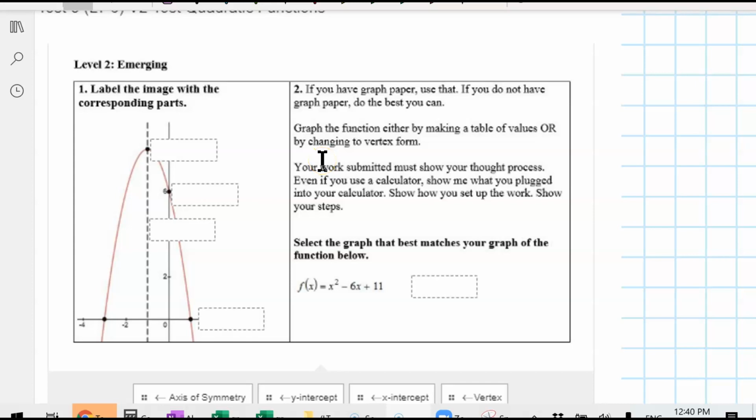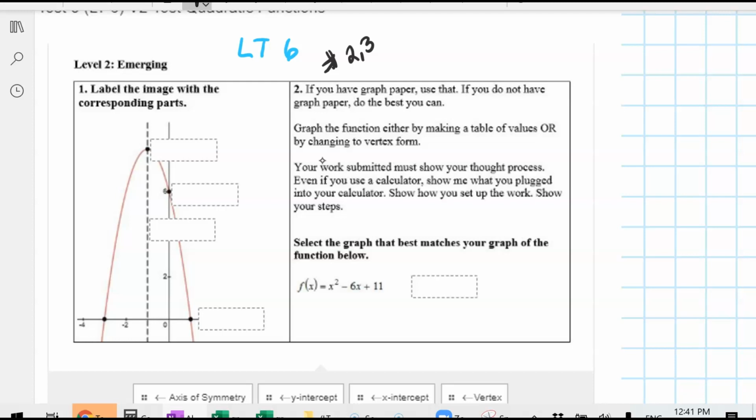Okay, boys and girls, here we go. This is practice for learning target 6. Like my blue. Alright, so this is level 2. In order to be able to do level 2, you should have completed assignments 2 and 3.